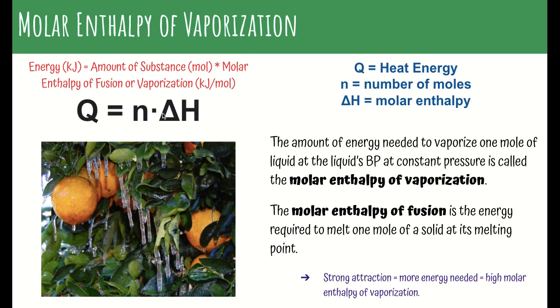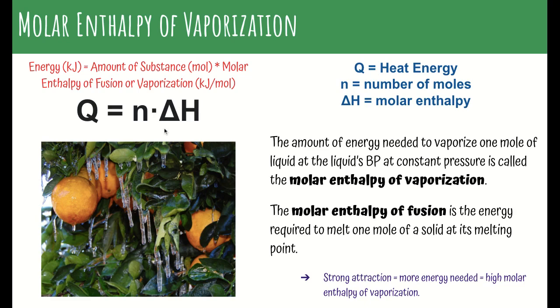So we're going to have this formula that we're going to use. Q is the heat energy. Okay, it's measured in kilojoules. That part's not as important. I just want you to recognize that it's in kilojoules because the molar enthalpy of fusion or vaporization is also in kilojoules per mole, and you always have to have your units matching. So energy is going to be in kilojoules. That's going to be set equal to the amount of the substance you have, in moles, times the molar enthalpy of fusion or vaporization.